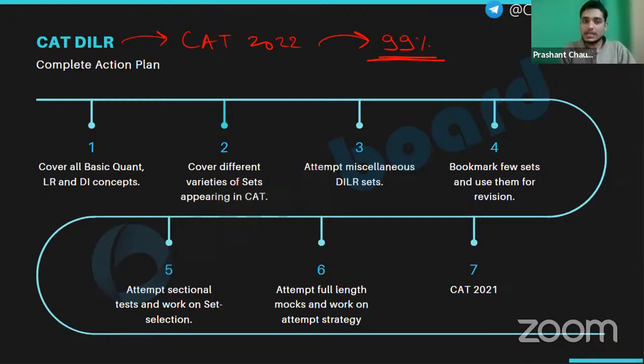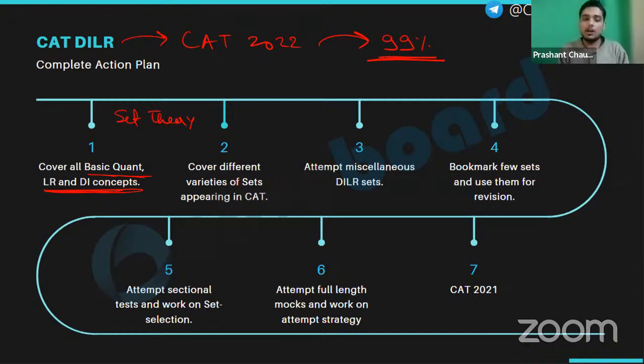First thing, before starting DILR, just cover all the basic concepts. LR and DI concepts I have talked about. You also need to cover some quant concepts like basic arithmetic and basic algebra. You need to know how to use a Venn diagram. Again, set theory you must cover before starting this DILR.